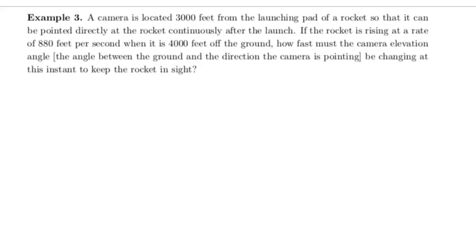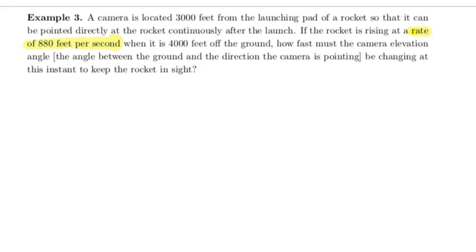So we've got a camera located 3,000 feet from a launching pad of a rocket. And our goal is that we want to point this camera at the rocket continuously after the launch. So the rocket's rising at a given rate of 880 feet per second. As I'm talking here, I'm going to kind of highlight stuff. I saw the word rate, 880 feet per second. That's a rate when we're 4,000 feet off the ground.